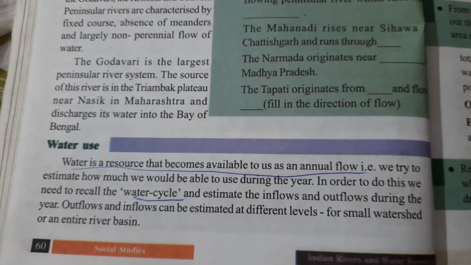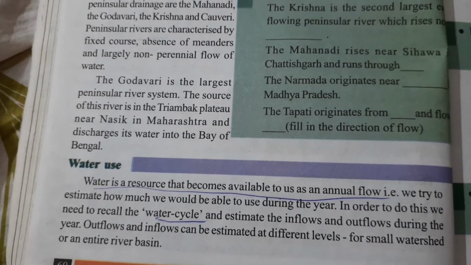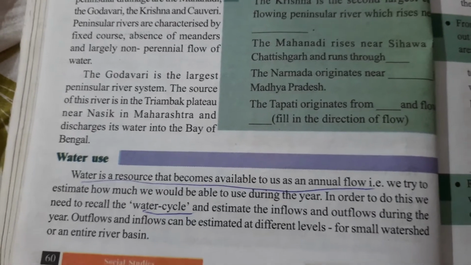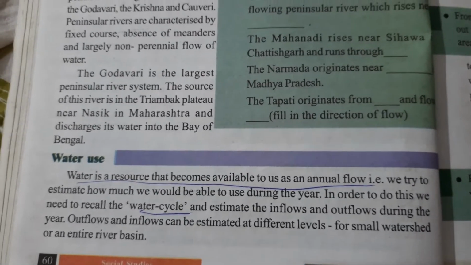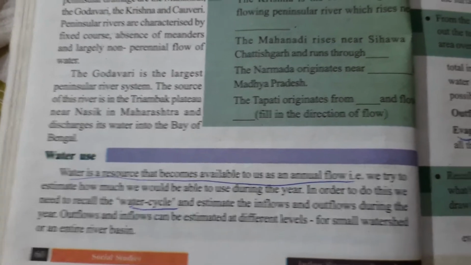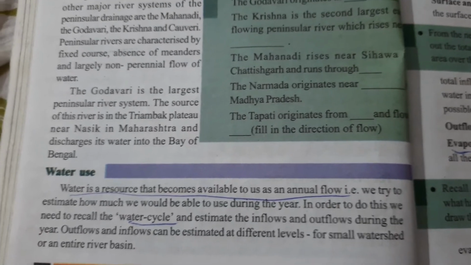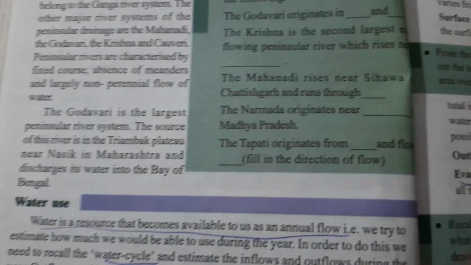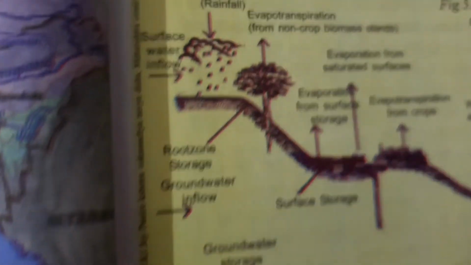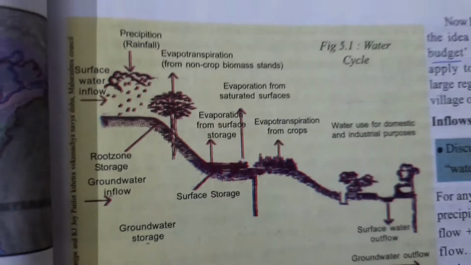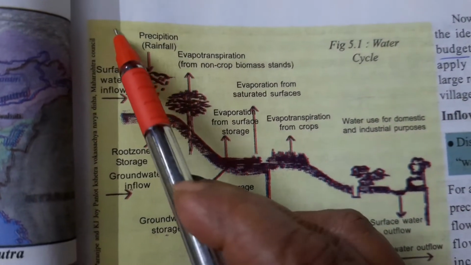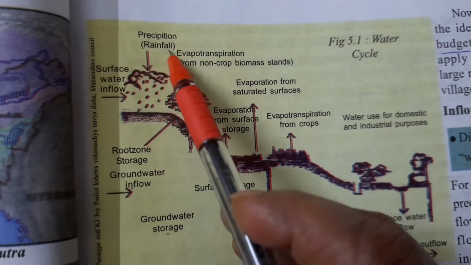Whatever water we get as inflow, we are using that water only. So how are we using this water, and how is this inflow water used by the trees and plants? In our textbook we have given a water cycle picture. Now see here, precipitation is the main source of water.